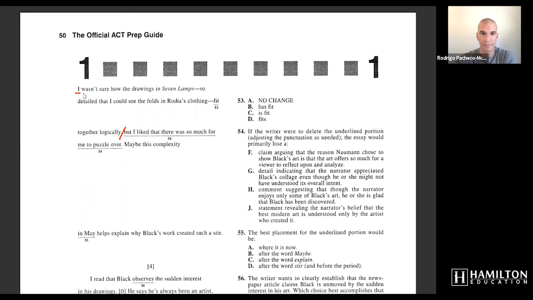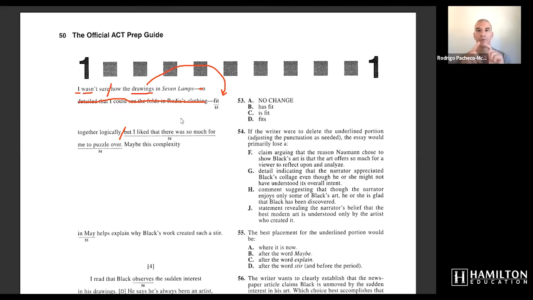Here is our first subject and the corresponding verb. So, "I wasn't sure." That's independent. And this is where our dependent clause begins. So "how the drawings," that's going to be our second subject. "In Seven Lamps," and we have these non-essential elements that we should ignore for the purposes of this question to know how we're going to conjugate this verb.